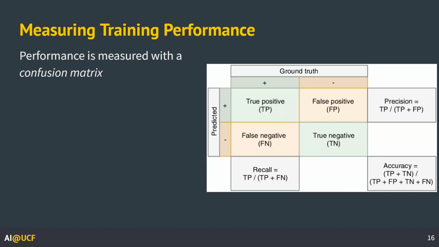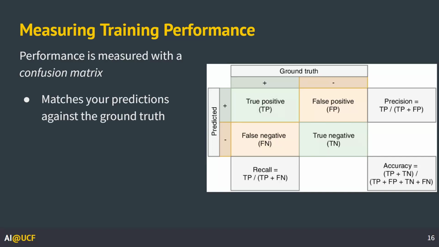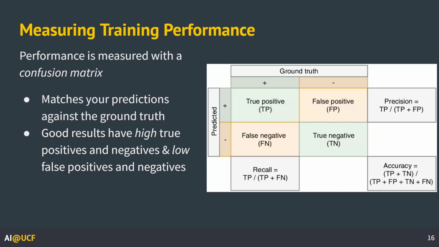The confusion matrix is basically a way of seeing how your predictions match your ground truth. A good result would have a lot of true positives and true negatives, and very few false positives and false negatives. That basically means whenever you predicted something was positive, it was actually positive, and things you predicted were negative were actually negative. You want that in your machine learning model. This also works if you're doing more than just saying yes or no. It can work on multiple classes.